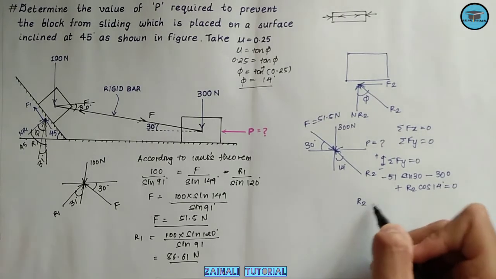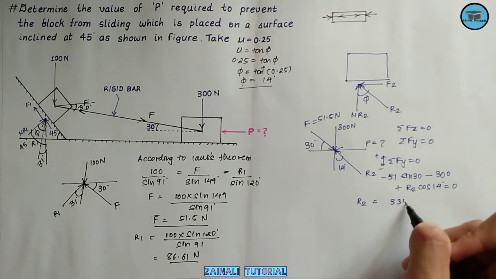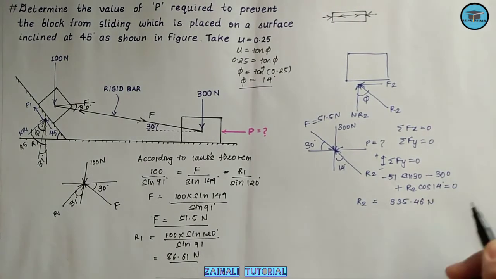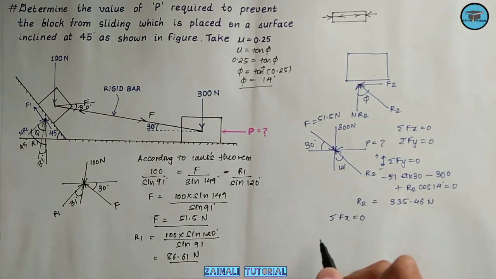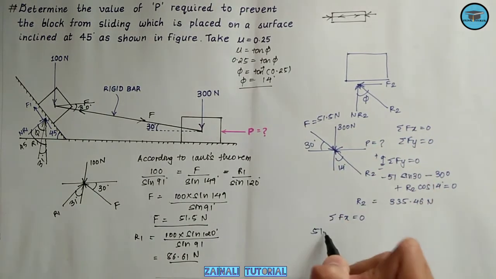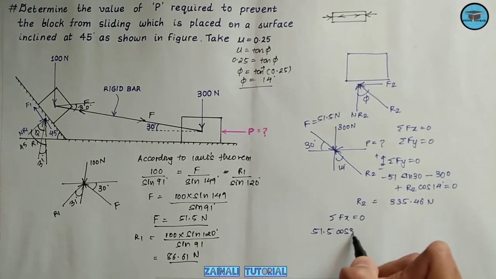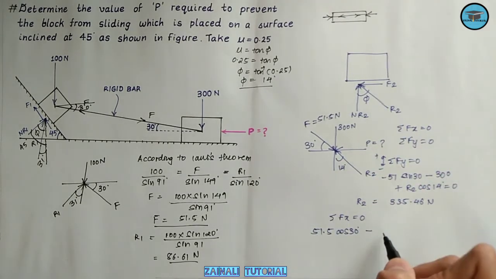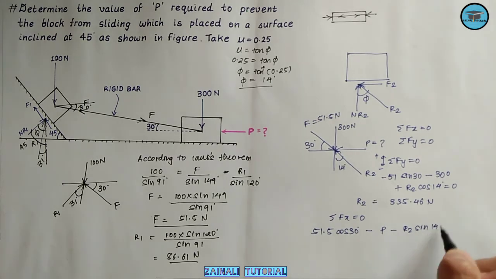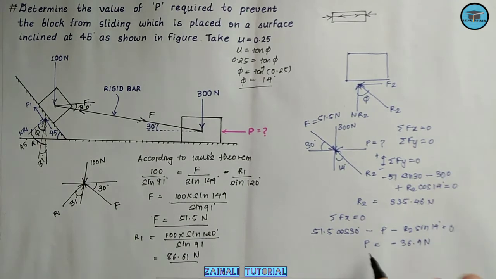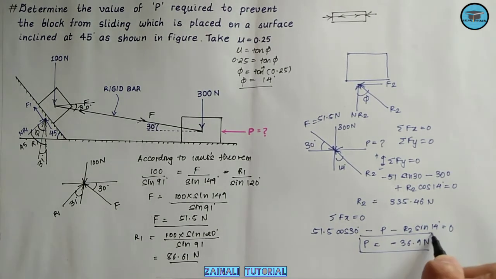So from this we can determine the value of R2 as 335.46 Newton, and applying the condition of equilibrium as sigma Fx equals to 0. So 51.5 into cos of 30 degree minus P minus R2 sine of 14 degree, that is equals to 0. So we get the value of P as minus 36.9 Newton. Now here we have obtained the value of P as minus 36.9 Newton.